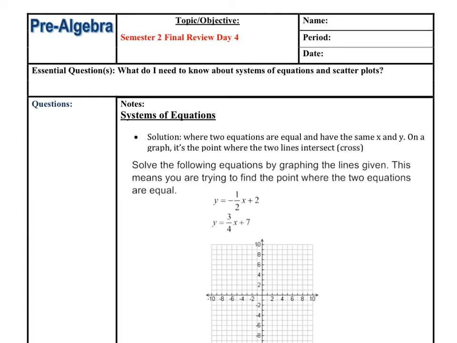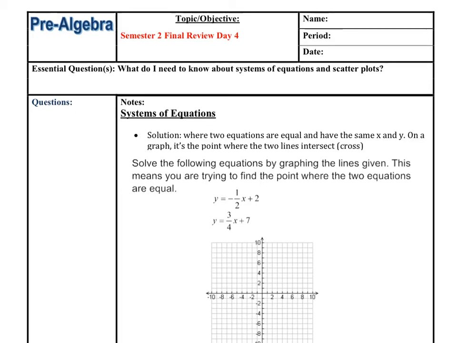Today we're covering our most recent material. We'll talk about systems of equations and scatter plots. When we talk about a solution to a system of equations, it's where the two equations are equal and have the same x and y. On a graph, it's the point where the two lines intersect or where they cross.